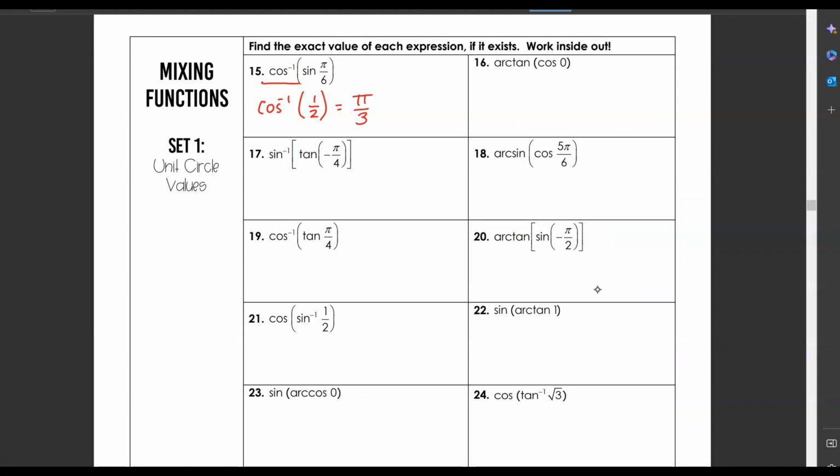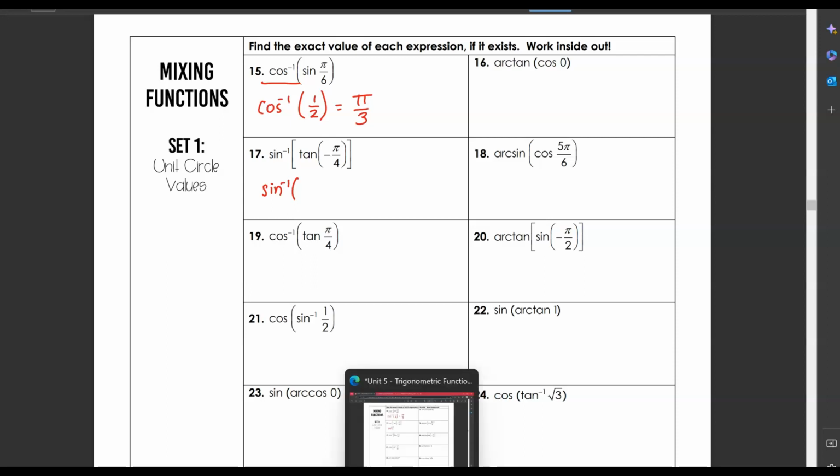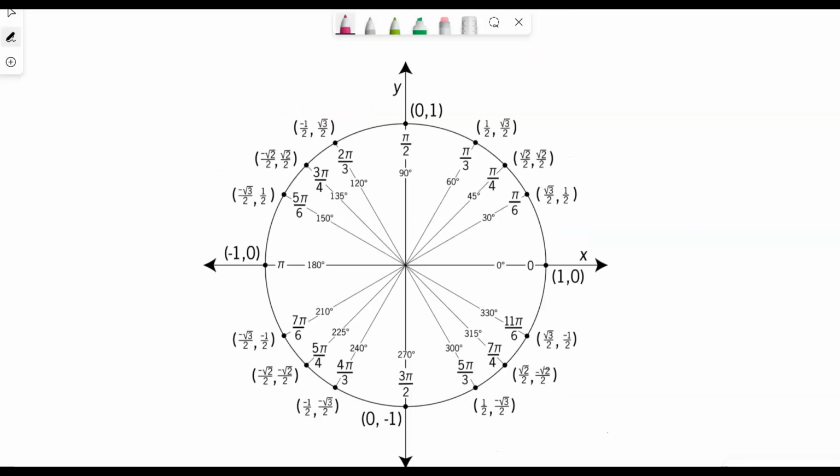Okay. All right. Let's try one more, and I'm going to jump to number 17 here. So for number 17, we're looking at sine inverse of tangent of negative pi over 4. So coming to our unit circle, negative pi over 4, that's going to be similar to this one. So with my tangent value, I'm going to end up with y over x. So our tangent of negative pi over 4 is going to be negative 1.